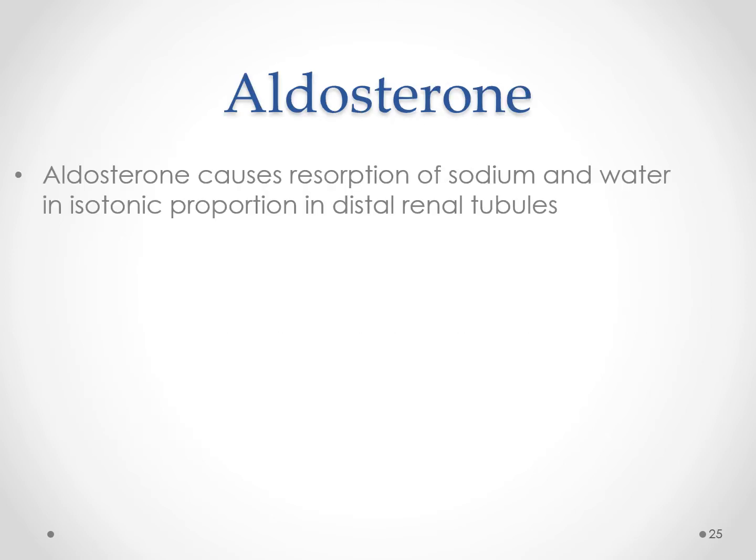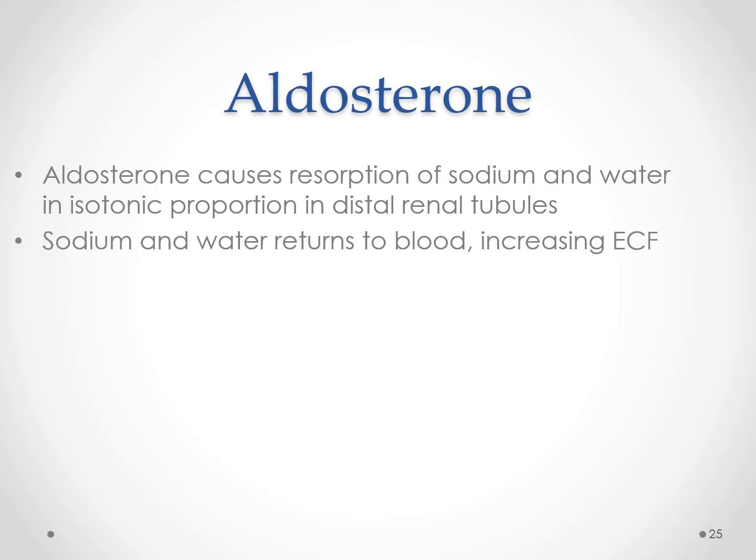Okay, so aldosterone. Aldosterone causes reabsorption of sodium and water in isotonic proportion in the distal renal tubes. So what does that mean? It causes reabsorption of sodium and water. So sodium and water is going to be absorbed, we're going to hold it in proportion in the distal renal tubes. So that's where it does it.